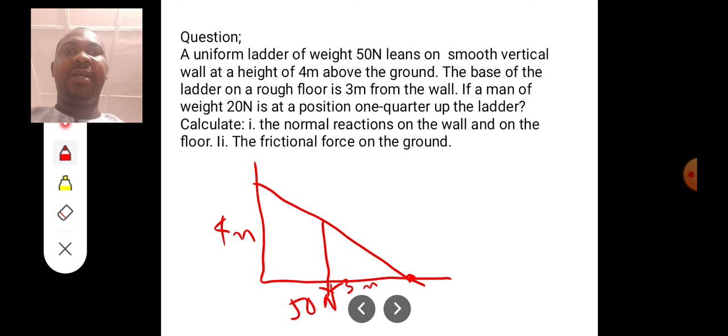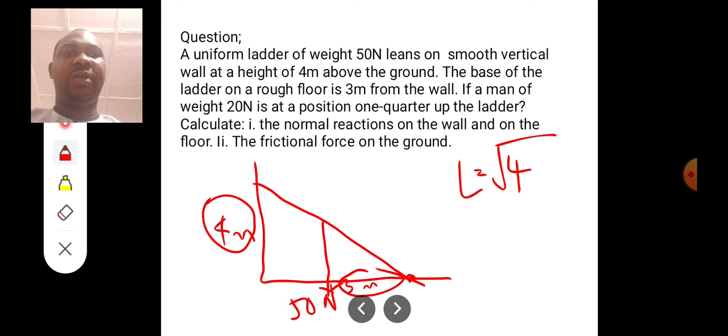If a man of weight 20 newtons is at a position 1/4 up the ladder, they didn't give us anything about the length of the ladder, but we can find the length, because if here is 4 meters and here is 3 meters, the length shouldn't be a problem. We can use Pythagoras theorem to find the length. That means the length will be equal to the square root of 4 squared plus 3 squared. That will give me 5, so 5 meters.